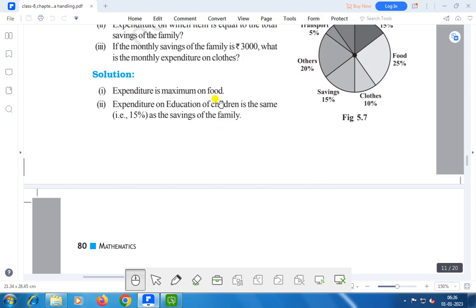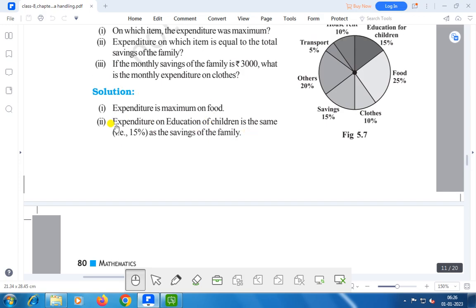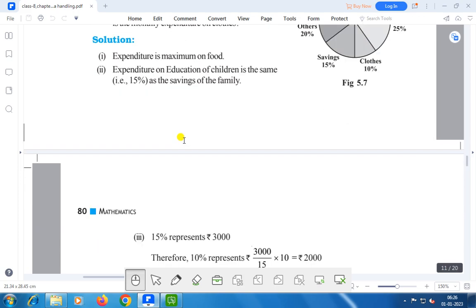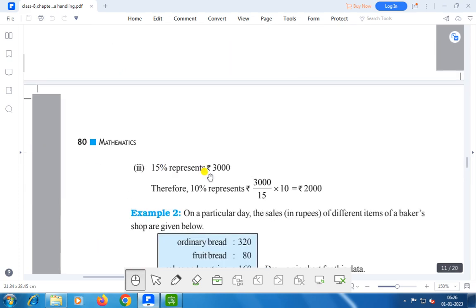Expenditure is maximum on food, that is 25%. Expenditure on education for children is the same, 15%, as the savings of the family. Here you see, this is savings 15%, and education for children is also 15%. 15% represents 3,000, therefore 10% represents 3,000 by 15 into 10, that is rupees 2,000.